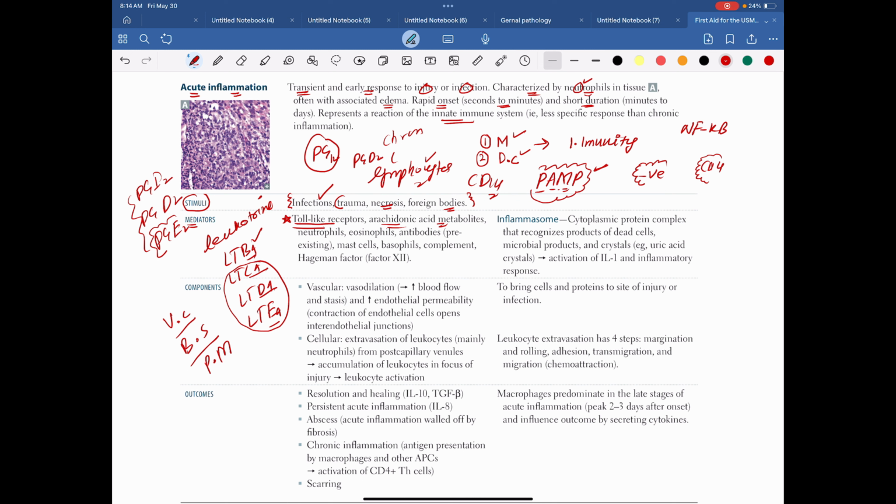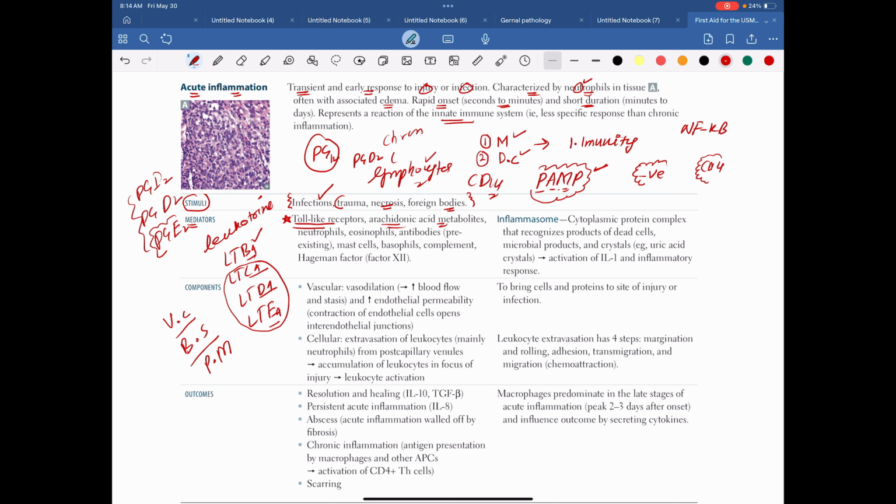So if a question comes, what is the mediator that produces vasodilation? You can say PGI2, PGD2 or PGE2. These are the prostaglandins which produce vasodilation. And if they ask which leukotrienes vasoconstrict, it is leukotriene C4, D4 or E4. These are the important points you have to remember.